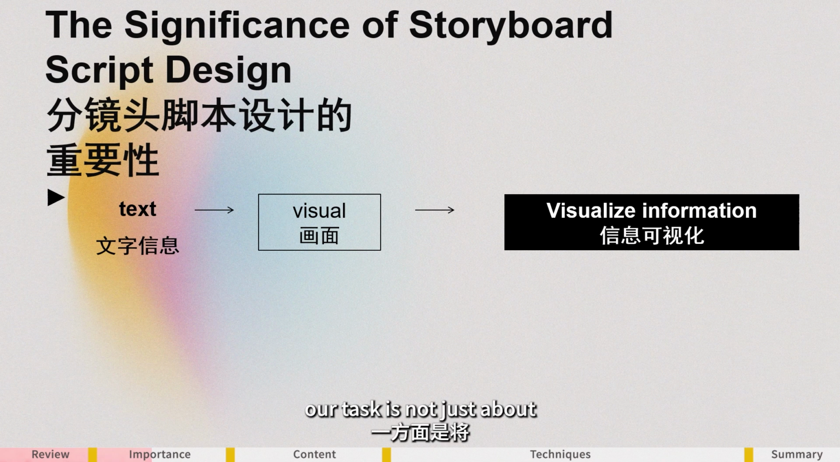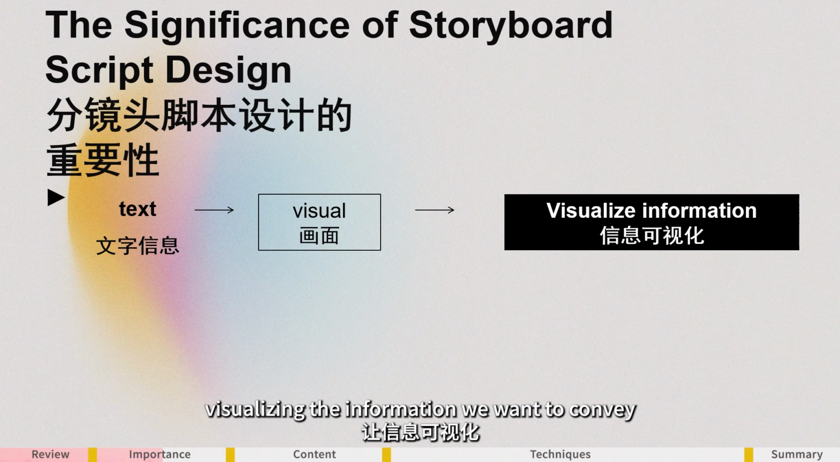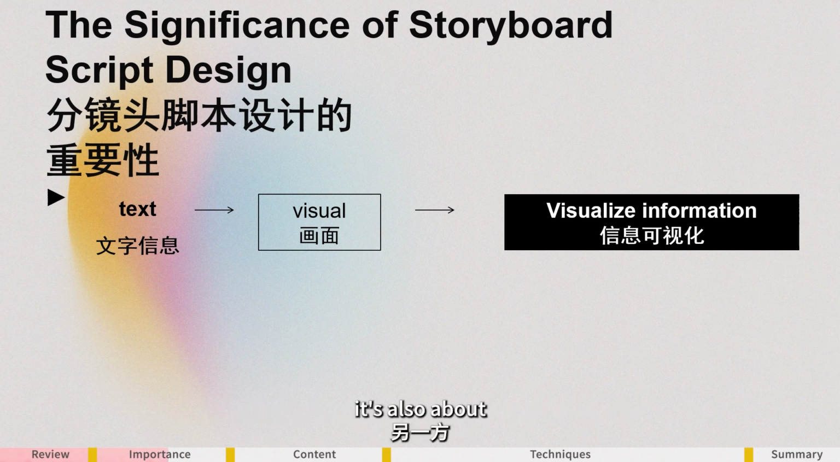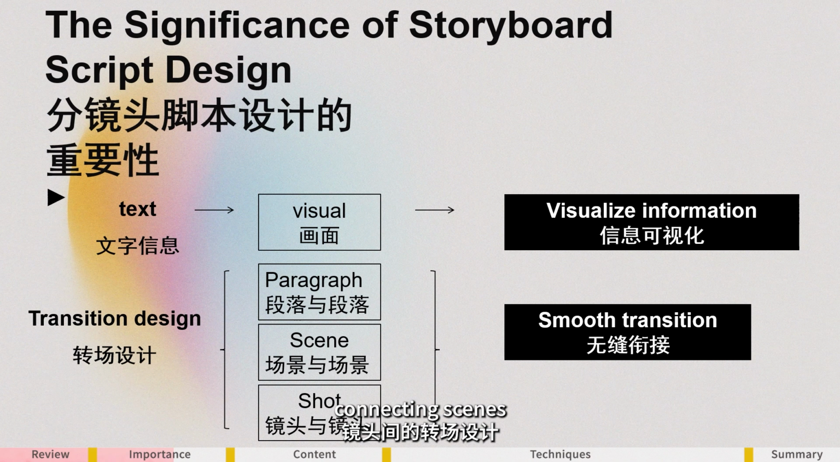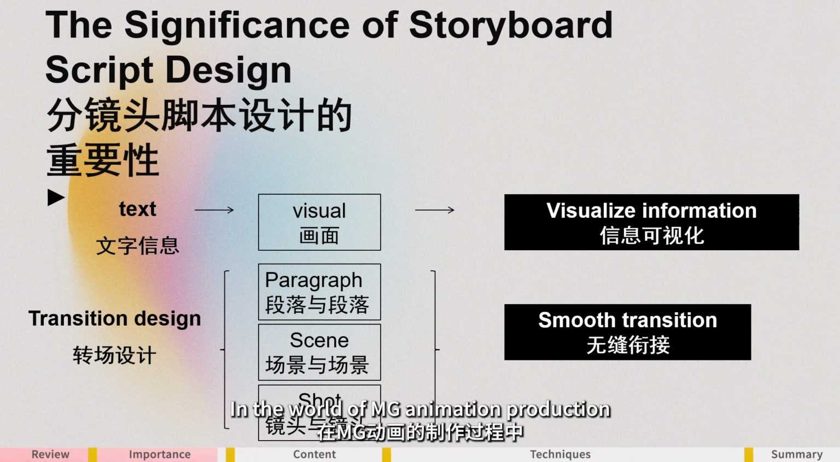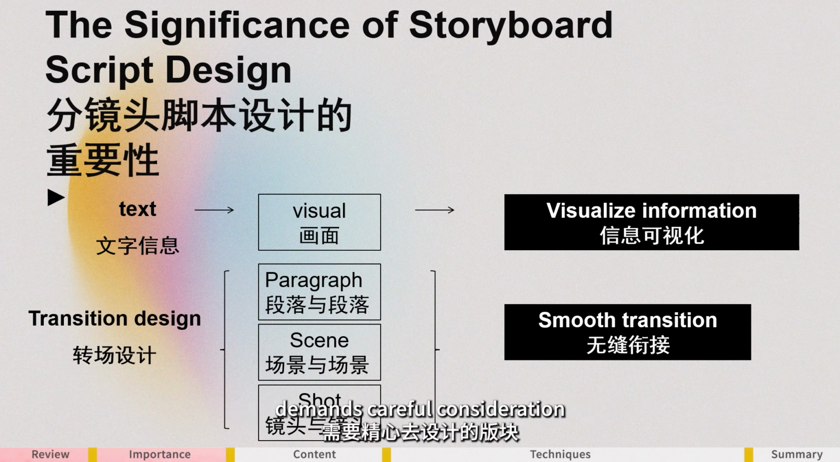During this phase, our task is not just about turning plain text into visuals, visualizing the information we want to convey. It's also about seamlessly connecting scenes, paragraphs, and shots through thoughtful transition design. Storyboard script design is a crucial element in the production of graphic animation and marks the initial step in bringing creative ideas to life. In the world of MG animation production, designing the storyboard script demands careful consideration.